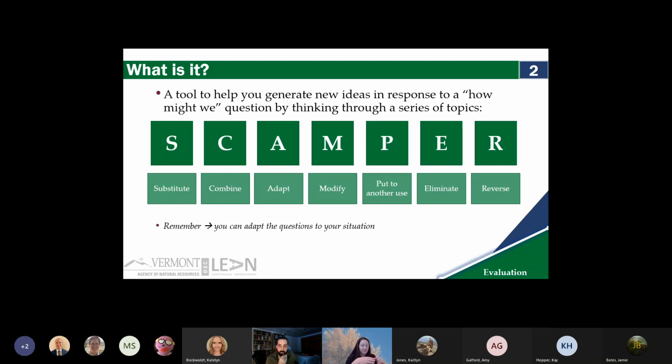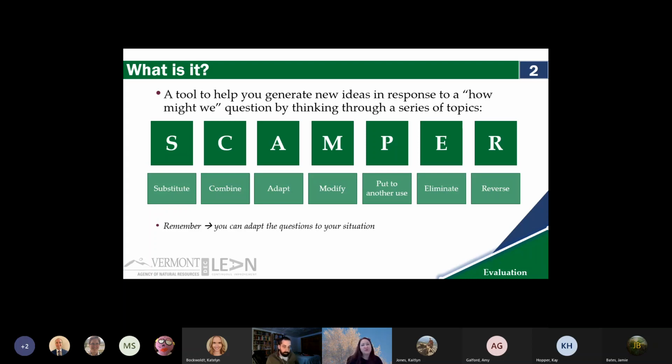might we question through each lens: substituting or changing out parts of the process, combining parts of the process to eliminate waste, adapting parts of the process to serve a different purpose, modifying, just changing the process, putting parts of the process to another use or putting the product to another use, eliminating parts of the process or the entire process altogether, and reversing parts of the process.